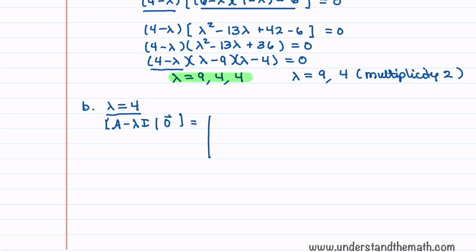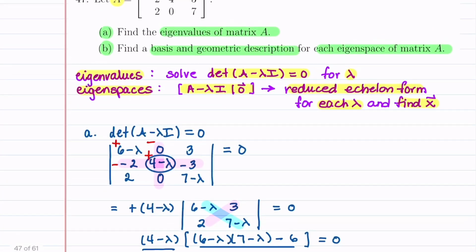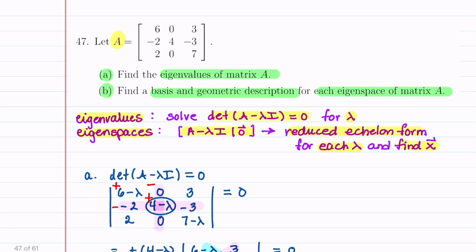So let's go ahead and do that. What we're going to do is we're going to have our matrix A, and we're going to subtract 4 off the main diagonal. So let me go back up here and we'll highlight this. There's our main diagonal. So we're going to subtract 4 off it. So we get a 2, minus 2, 2, 0, 0, 0, and then a 3, a minus 3, and a 3.